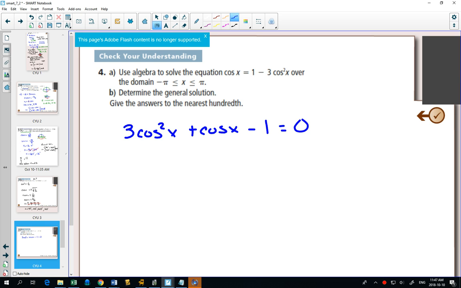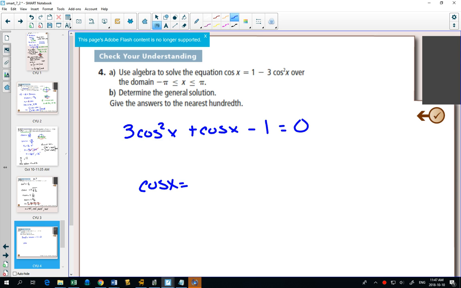I personally like factoring whenever you can. Some people don't because they're not good at factoring. Okay? This one you can't factor. You can check them all. It doesn't actually factor.